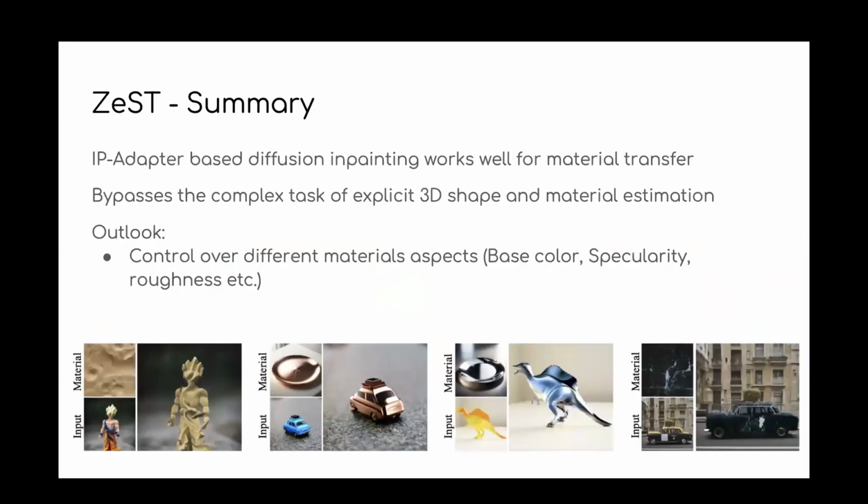To briefly summarize this work, we found that Stable Diffusion with IP adapter, ControlNets, and inpainting works quite decently out of the box for material transfer. It bypasses the complex task of explicit 3D shape and material estimation, but still, everything is done implicitly. We don't have explicit control over different material aspects like base color, specularity, roughness, etc. In follow-up work, we try to address some of these.